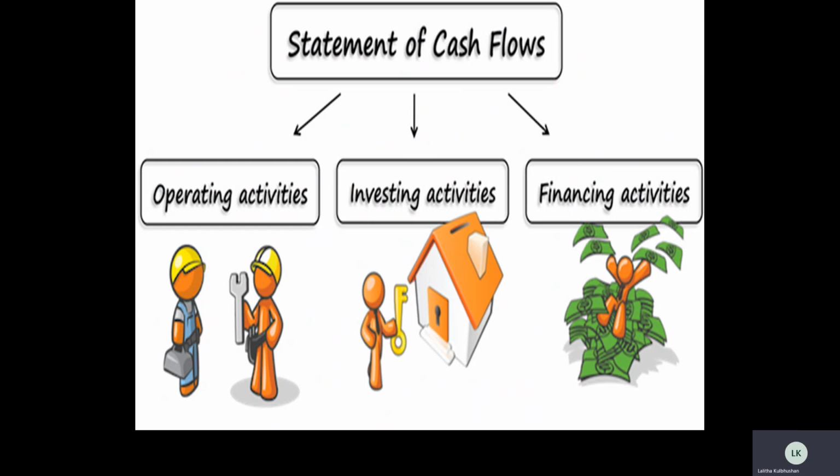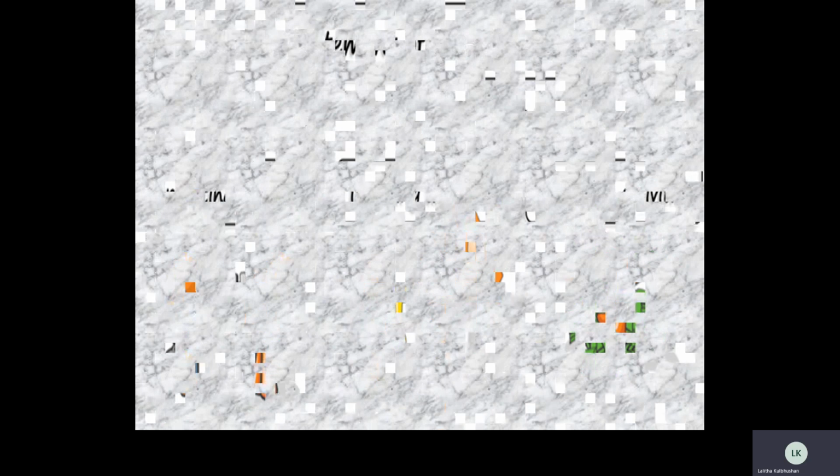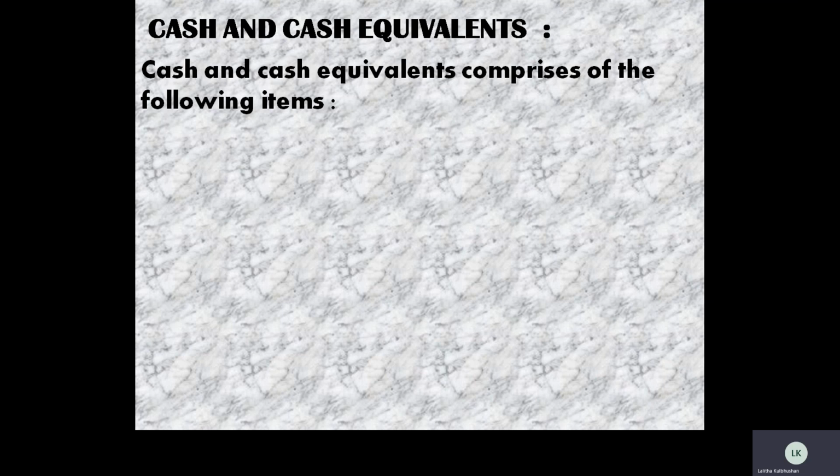For this purpose, we pick up the three important activities related to the business, which we call operating activities, investing activities, and financing activities. Because in any business concern, these are the general activities which result in the cash inflow and outflow of the business. So first, we need to discuss what the term cash and cash equivalents stands for.